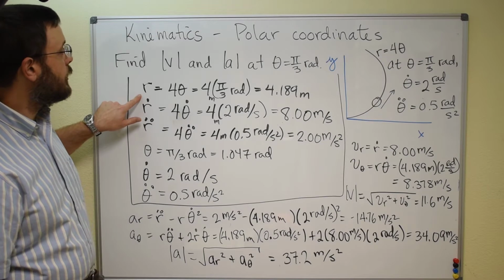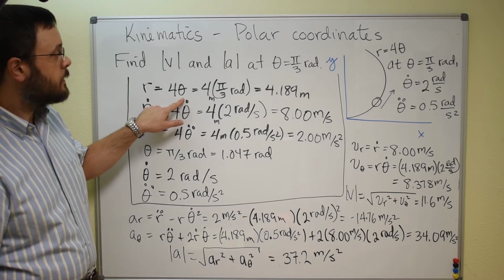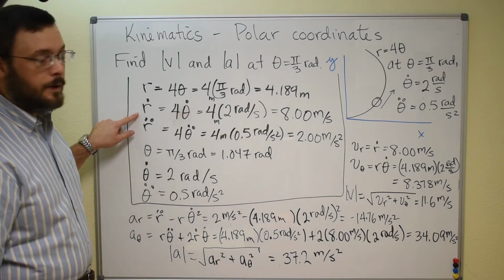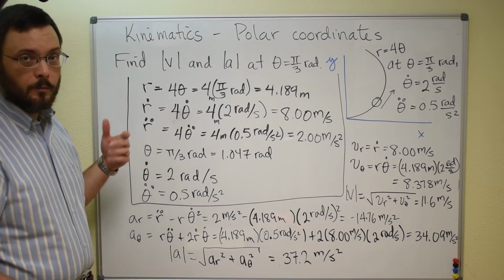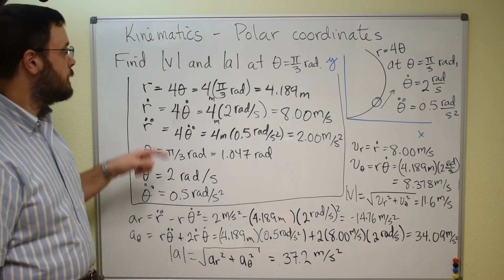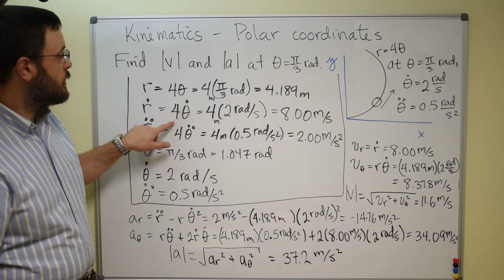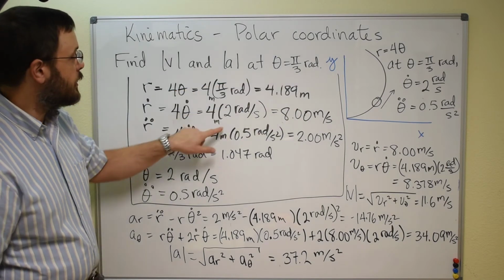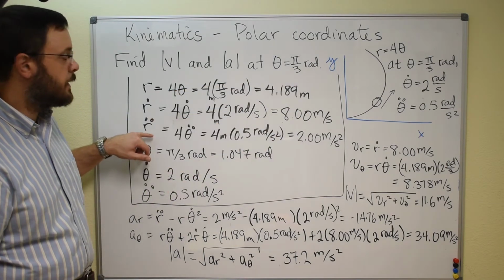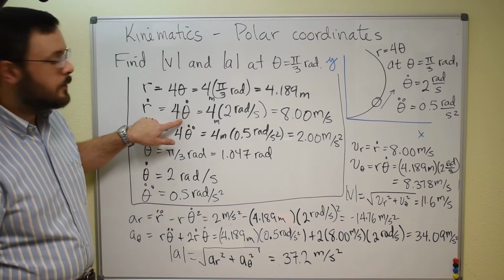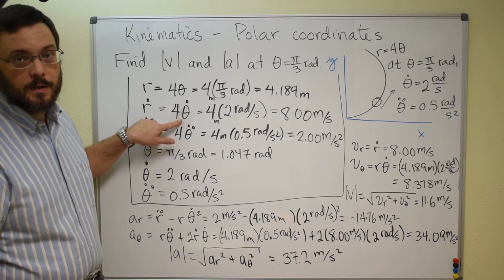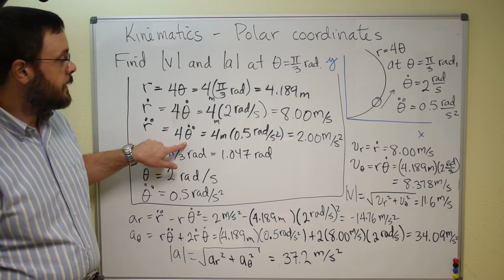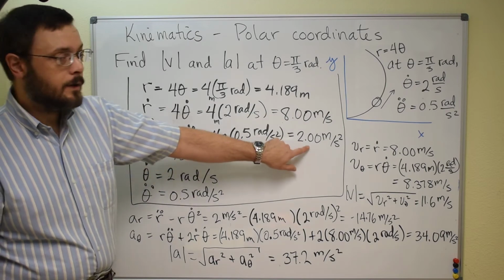We've got r is equal to 4 theta, theta is pi thirds. So we plug it in and we get our value for r. For r dot, we have to take a derivative not with respect to theta, but with respect to time. So this is 4 times theta, so we're going to get 4 times theta dot, or d theta dt. Plug in that value for theta dot and we get our value for r dot. For r double dot, the second derivative with respect to time gives us d squared theta dt squared, or theta double dot. Plug in our theta double dot there and get that value.